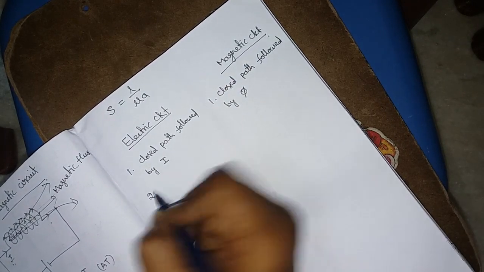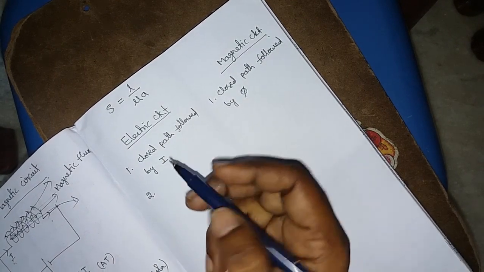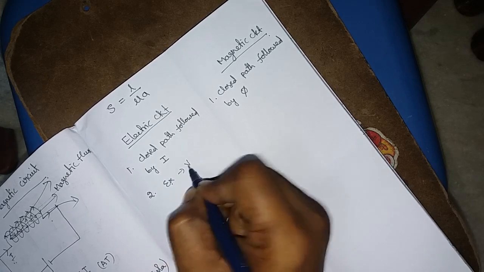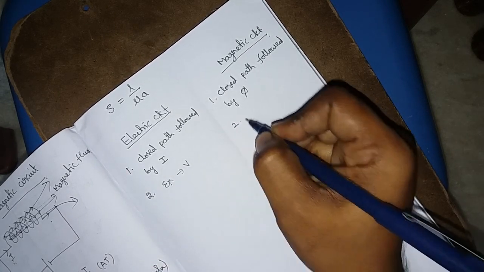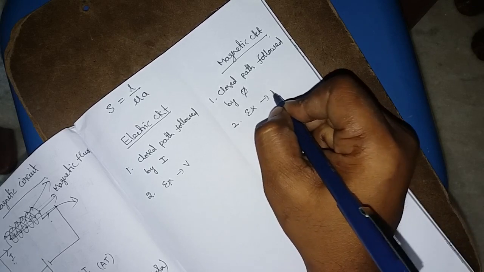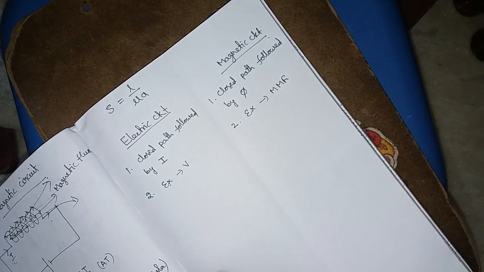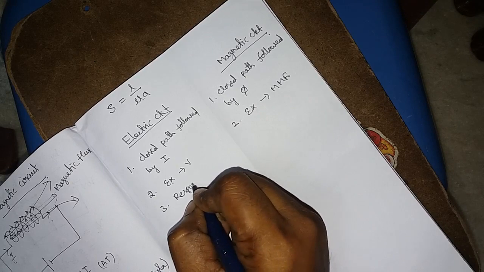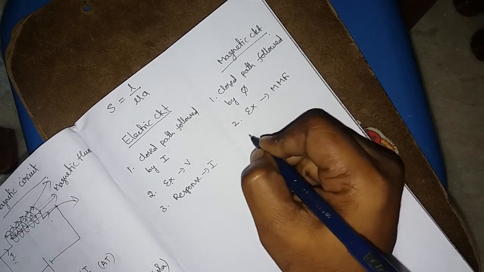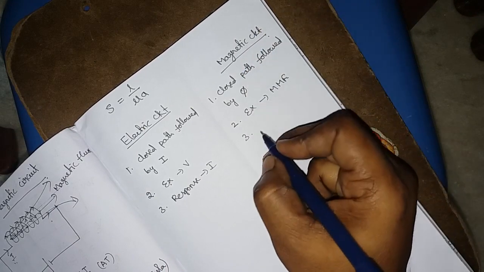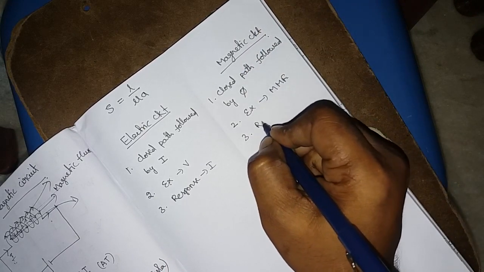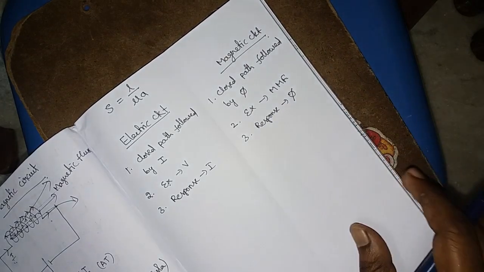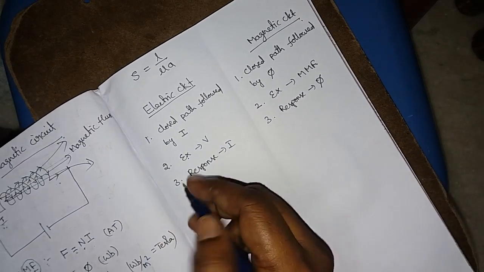Next, the second one. In an electric circuit, what is the excitation? Excitation is voltage. And in a magnetic circuit, what is the excitation? Here the excitation is magnetomotive force. Next, the third one. What is the response of an electric circuit? The response here is current. And what is the response of the magnetic circuit? The response is magnetic flux.